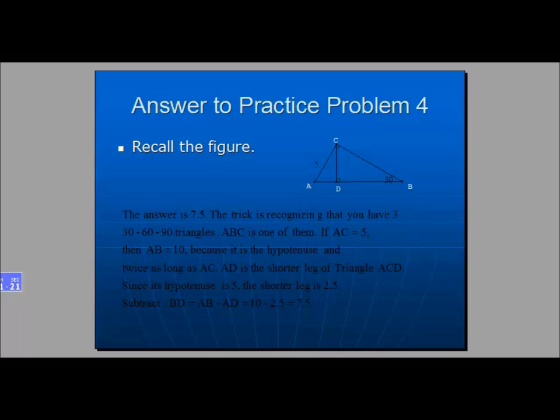AD is the shorter leg of triangle ACD. Therefore, since its hypotenuse is 5, the shorter leg is 2.5. BD is AB minus AD, which is 10 minus 2.5, which equals 7.5.